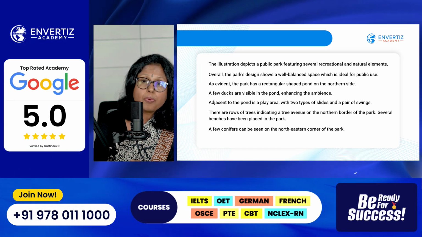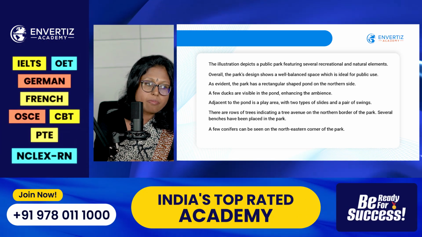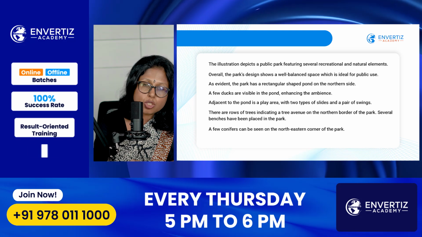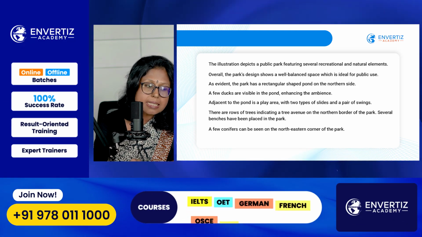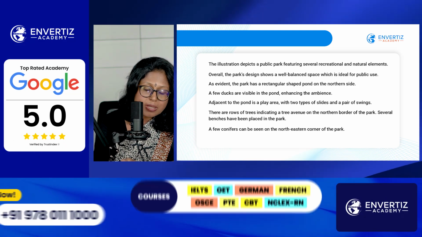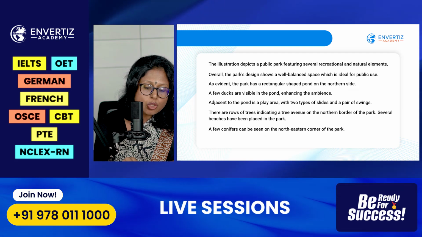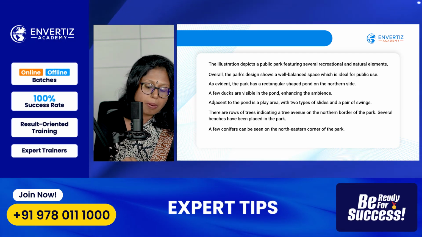Okay, so I hope you understood what these recreational and natural elements are. Recreational is what we have actually added on to that park, like the slide and the swings, whereas the natural elements are the trees and the pond. Okay, now we go to an overall statement. Overall, the park's design shows a well balanced space which is ideal for public use.